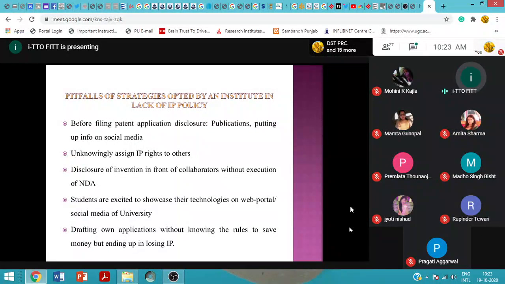So the IP policy can guide you. Yes, if you are discussing your technology or invention with any funding agency, collaborators or any person, then first execute an NDA with them.